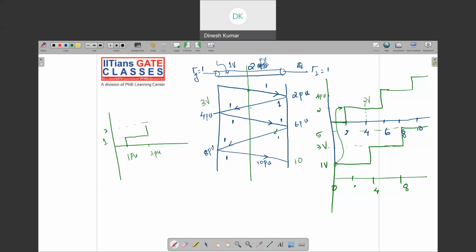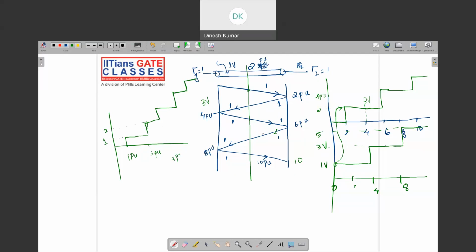Then 3, 4, 5. At 5, again 1 volt is coming. So at 5 per unit, this will actually go to 3. Right. At 7 per unit, it will go to 4. At 9 per unit, it will go to 5.